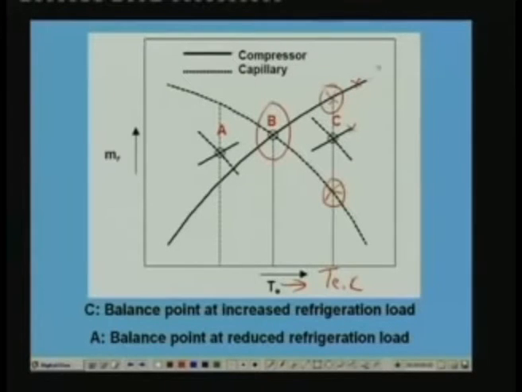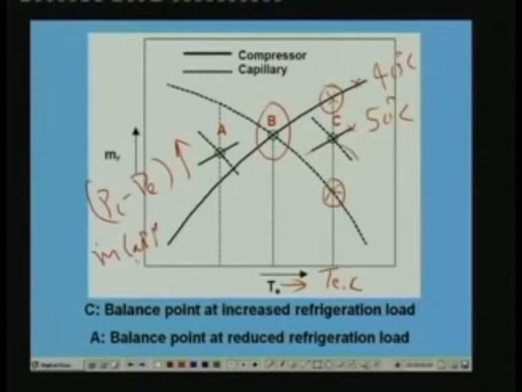So, to give an example, if this is 40 degree centigrade, let us say that it becomes 50 degree centigrade because of the accumulation of the liquid. So, this is the 50 degree centigrade line. This is the new compressor mass flow rate line, and similarly this is the new capillary mass flow rate line, because as the condenser temperature increases, Pc minus Pe increases. So, mass flow rate through capillary increases. You find that the new capillary line is this, and the compressor line is this.